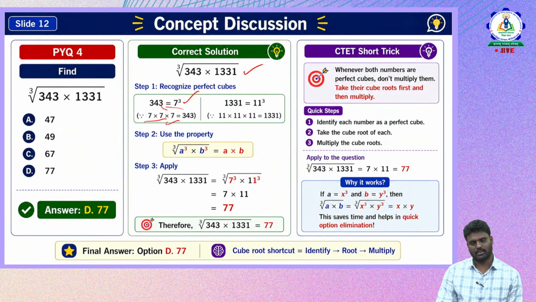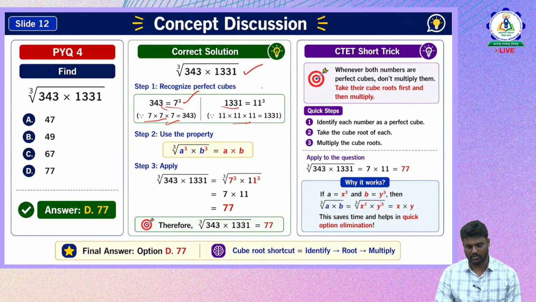Similarly for 1331, if you do 11 into 11 into 11, the value of 11 cube is 1331. So we can say that 11 cubed is equal to 1331.